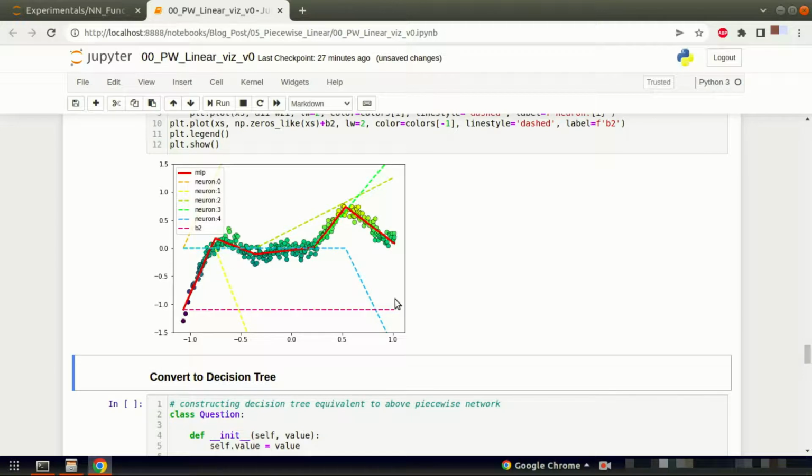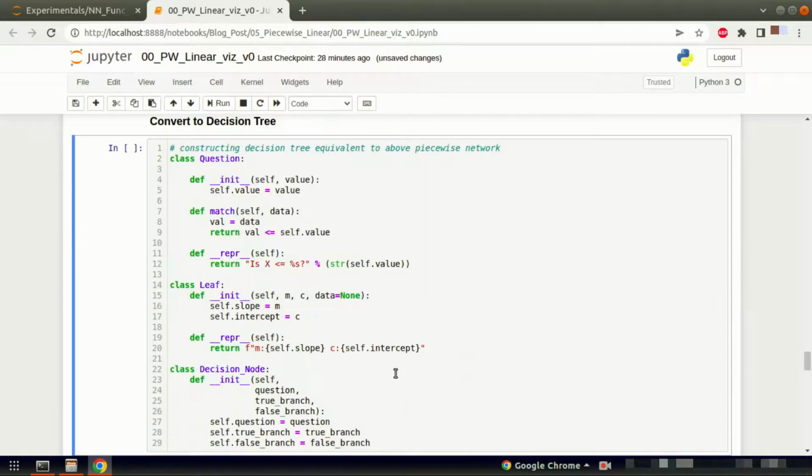So yeah, and furthermore we can also convert this piecewise function into a decision tree. The decision tree will have a line as an output node with M and C for y equals mx plus c to define the line. So each piece can be represented by a leaf node, and to get to the leaf node we can start from one of the breaking points and go left or go right to find the leaf. So here is the decision tree.